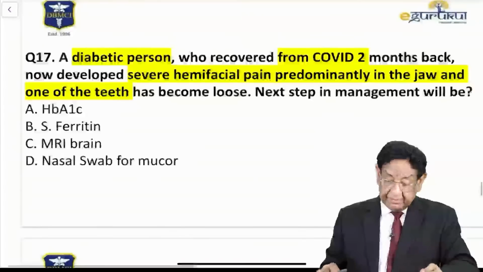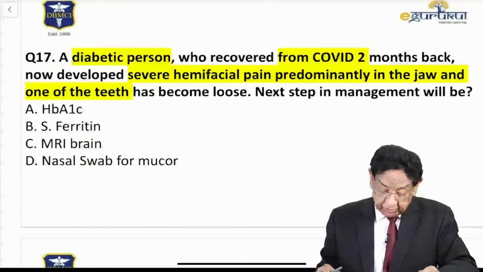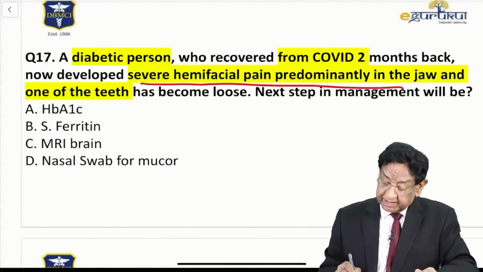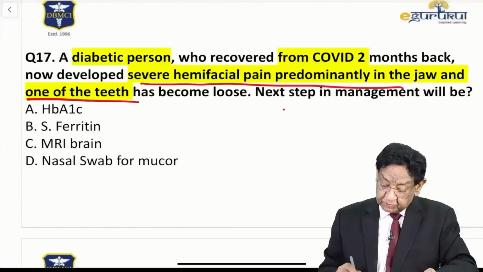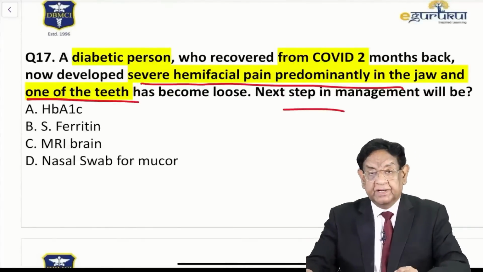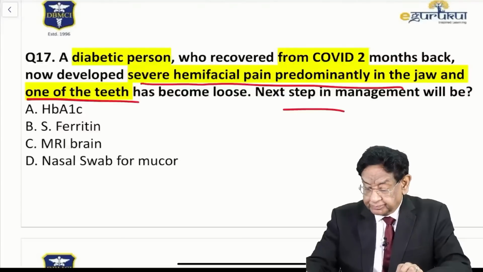A diabetic person recovered from COVID, with severe hemifacial pain. Next step in the management is what? Write down the answer in your copy. A, B, C, D.